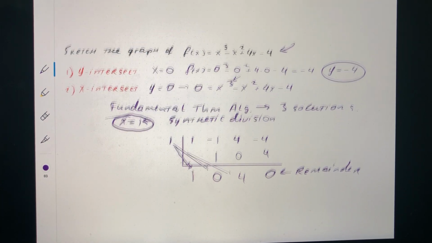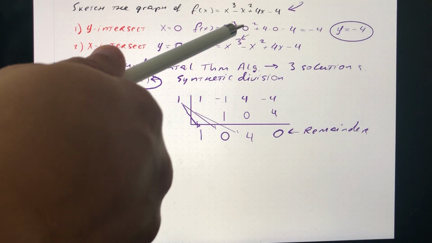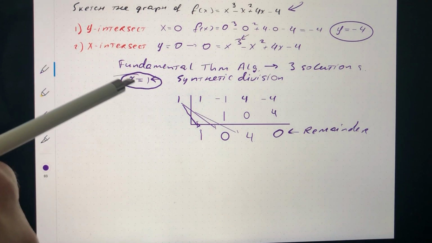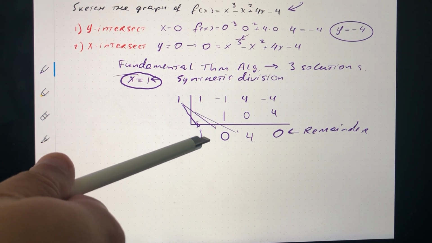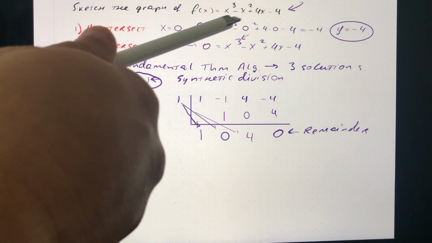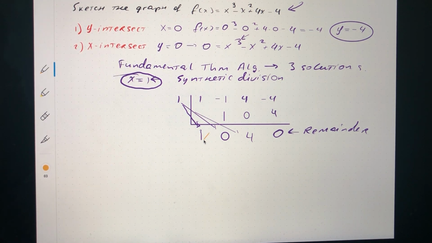Now, where are the other 2 solutions? Well, we started off with a cube, and we just did a division by x minus 1, which means these are the coefficients, the numbers in front of the letters with 1 power less than what we started with. So we started with a cube. This is 1x squared plus 0x plus 4. So the other 2 solutions are in x squared plus 4 equals 0.